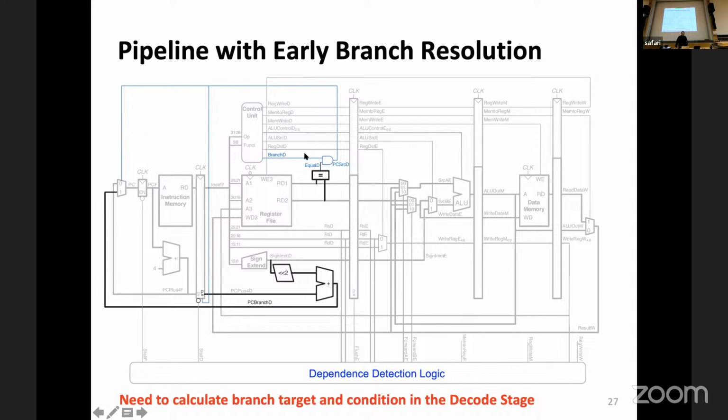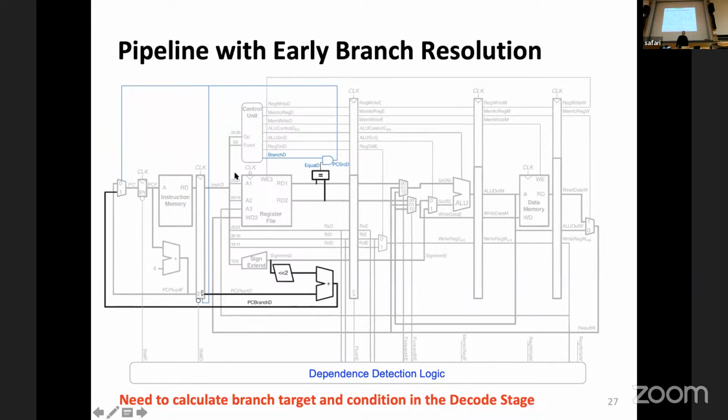We need to add logic inside the decode stage. You can see that this is equality logic, which compares these two registers to resolve the branch earlier. And this logic here is to calculate the branch target for this instruction. So that's the thing. In order to reduce the overhead of misprediction in branches, we need to do early branch resolution, and for that, you need to add hardware.